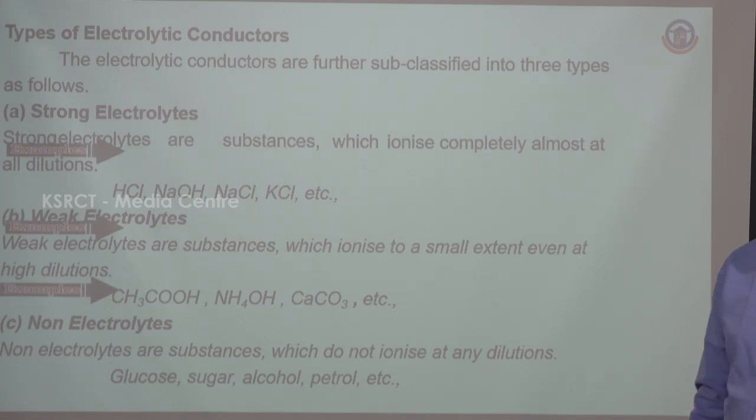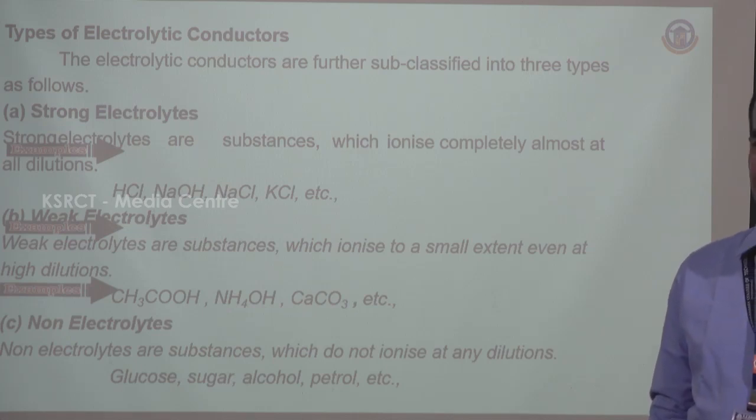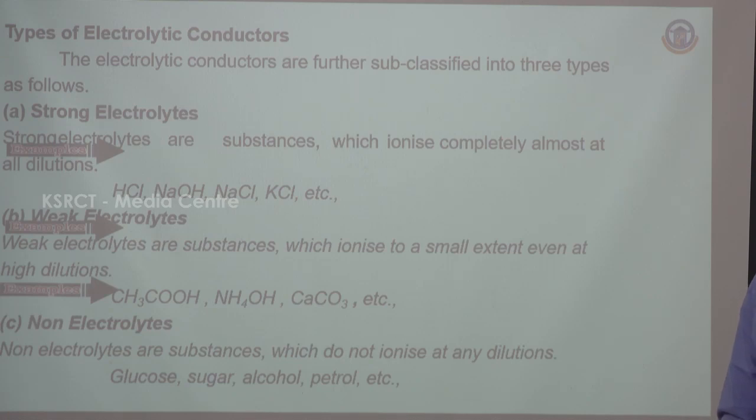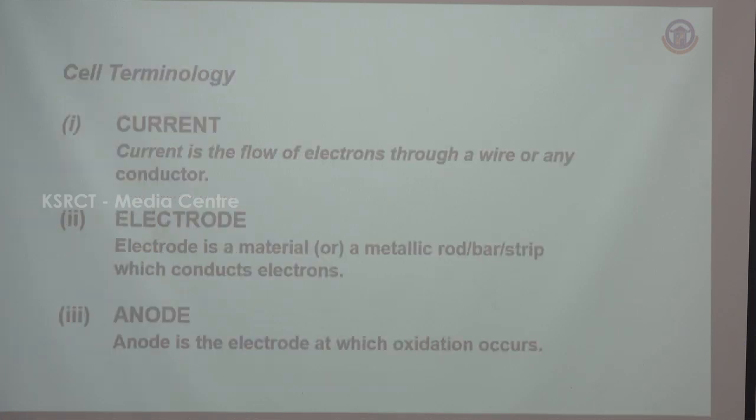Then weak electrolytes. There are certain substances which are not able to ionize completely in a solution, so they can conduct electricity only in a very feeble manner. Such electrolytes are called weak electrolytes. Examples: acetic acid, ammonium hydroxide, sodium acetate, etc. Then non-electrolytes. What do non-electrolytes mean? There are certain solutions which are not able to conduct electricity. They are said to be non-electrolytes. Examples: kerosene, diesel, petrol, sugar solution, etc.